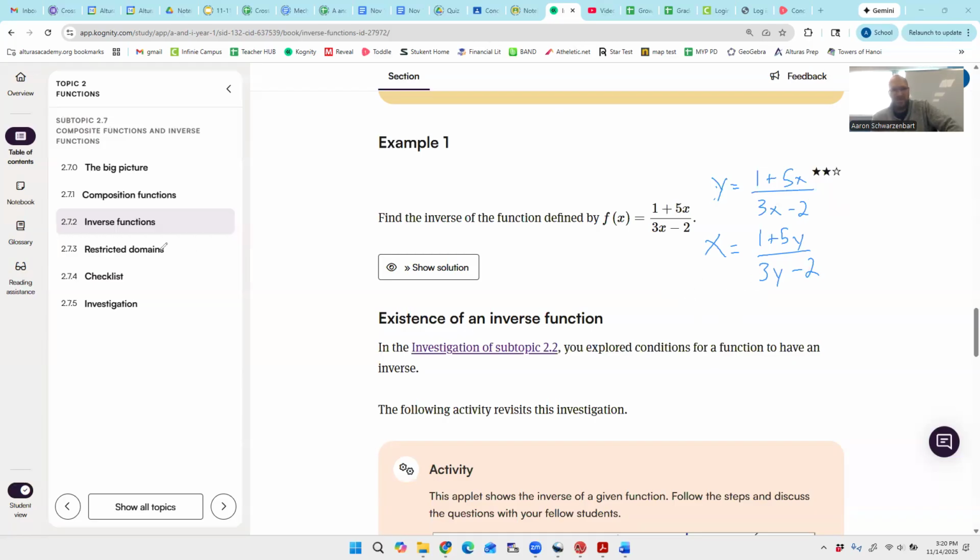So I'll multiply both sides by my denominator, giving me 3. And I'm distributing that.